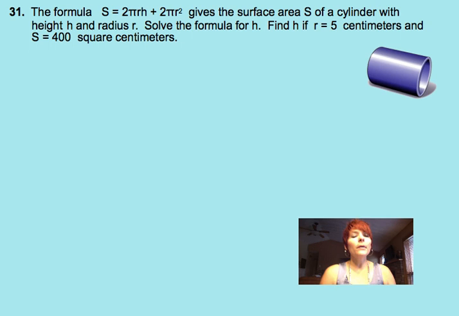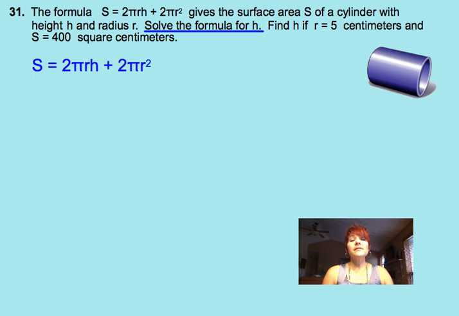31. The formula S equals 2 pi r h plus 2 pi r squared gives the surface area of a cylinder with a height of h and a radius of r. Notice it says the first thing we need to do is solve the formula for h. Then we're going to find the height when we have a radius and a surface area. So again, notice it says solve the formula for h first. So that needs to be our first step.